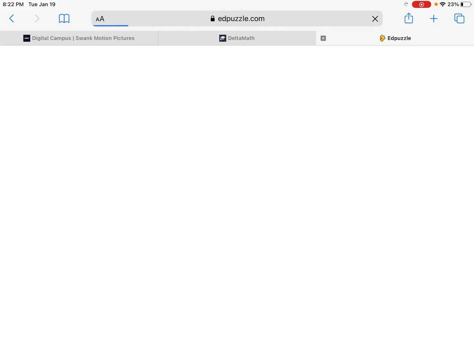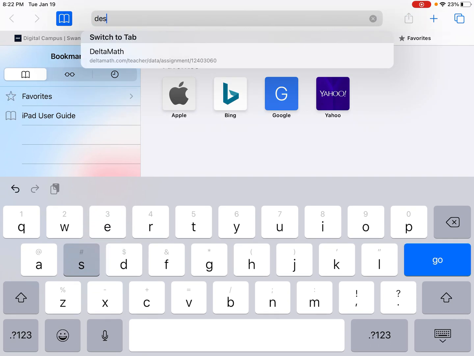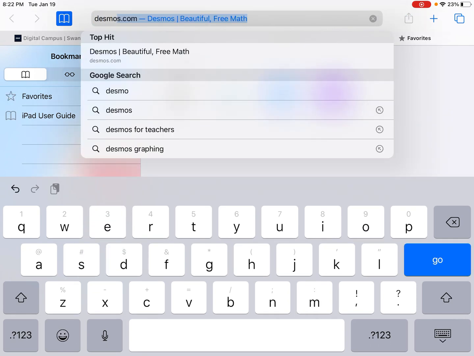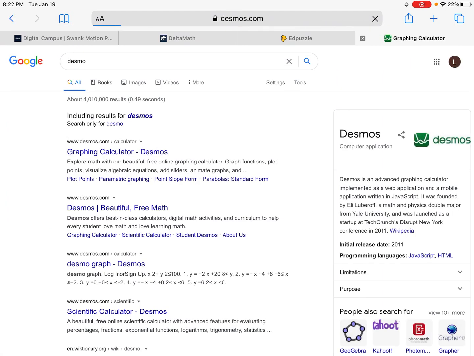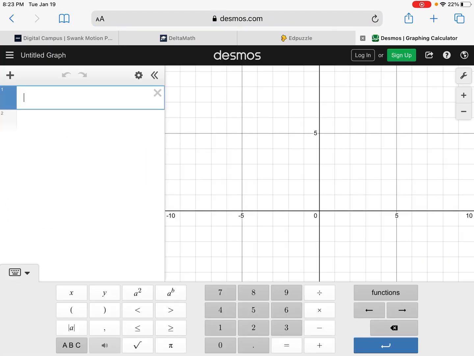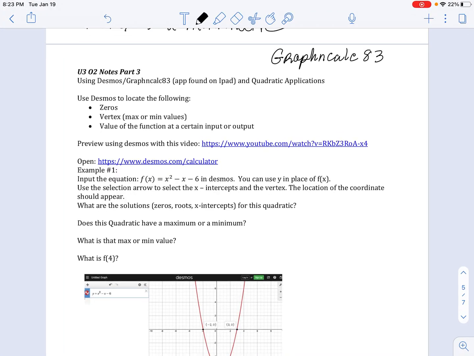So I'm going to go ahead and open up Desmos. I'm not quite sure I have it. Desmos, Desmos. Okay, graphing calculator, and it should look like this. All right, I'm going to go back to our notes.